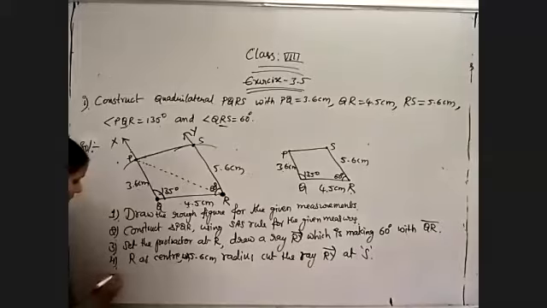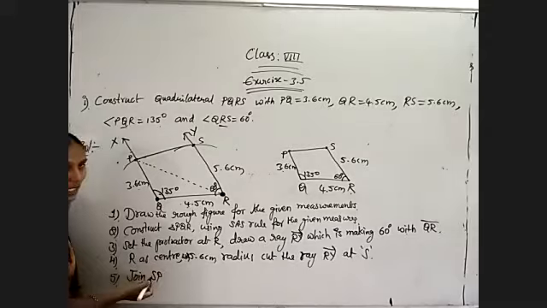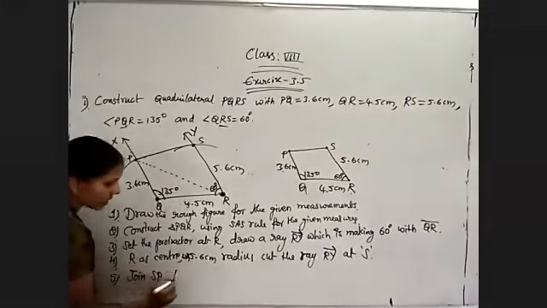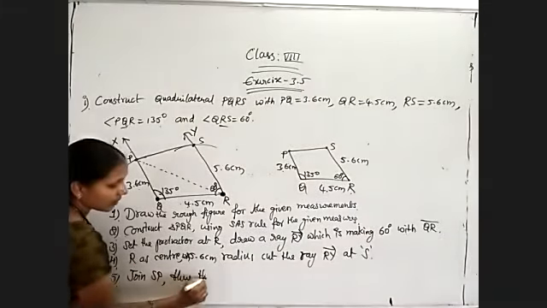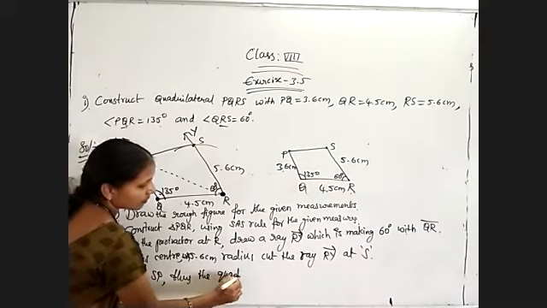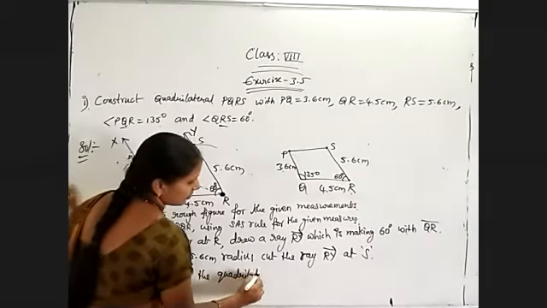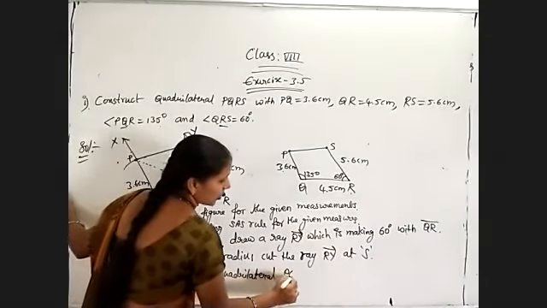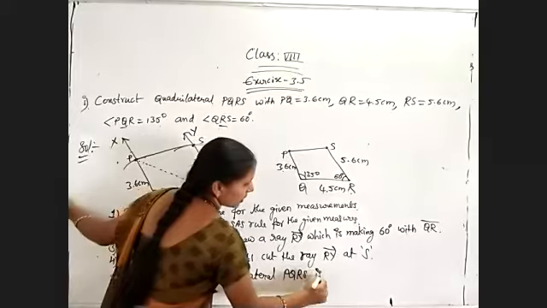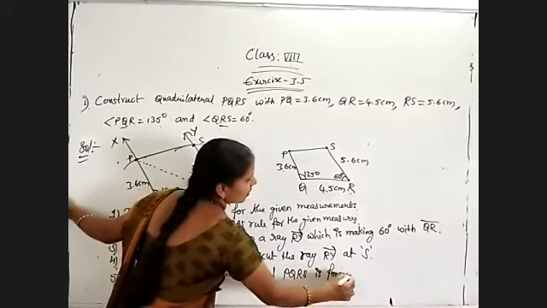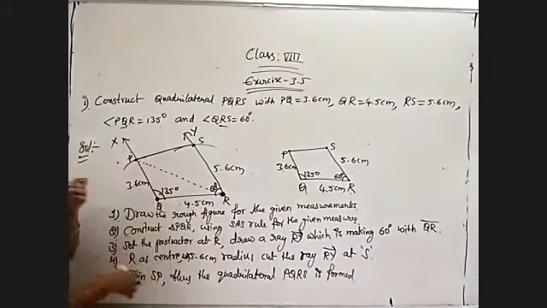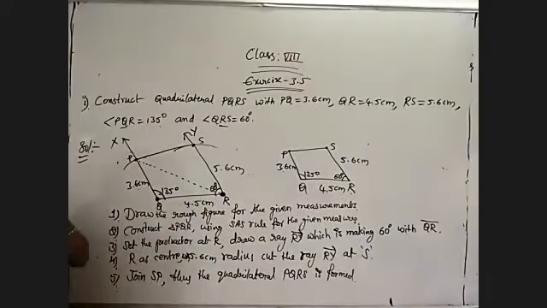Now fifth point, join PS, side PS, that is SP or PS, anything. Join SP. Thus the required quadrilateral PQRS is formed. So very simple. Whatever we did, we need to write in words. Those are the construction steps.